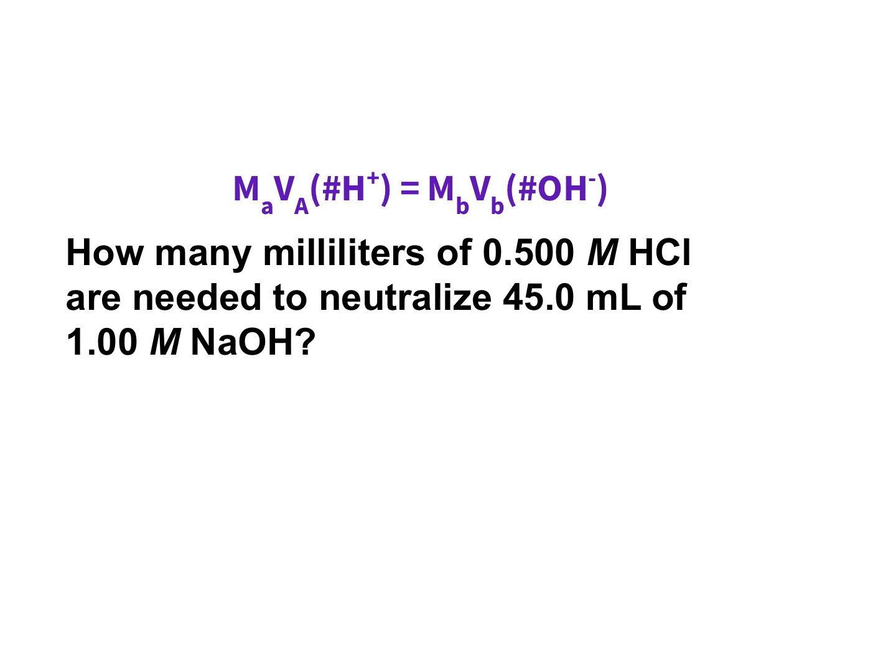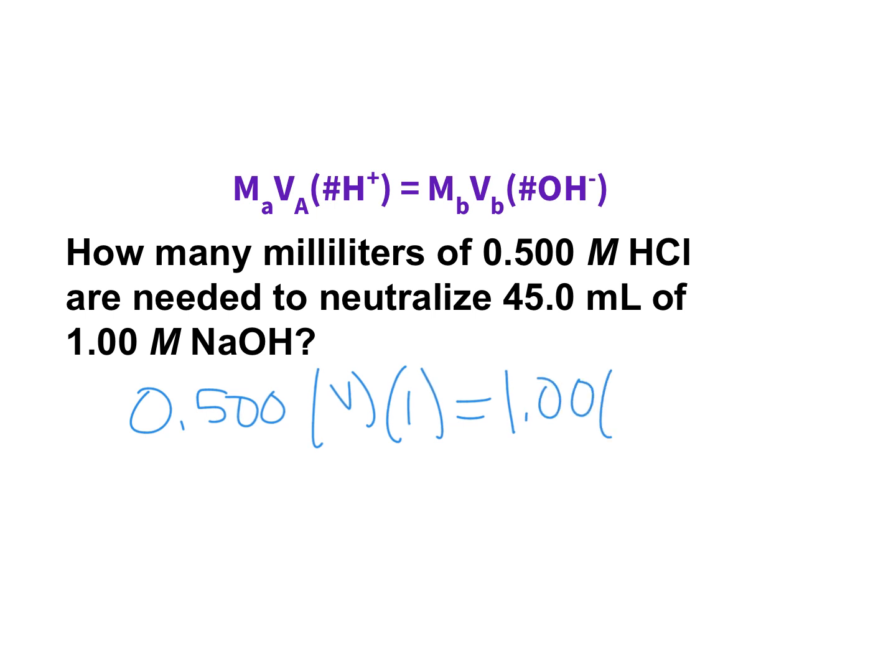The other thing I forgot to mention is that when we're looking at the volume, the units don't matter as long as they're the same. So you can use milliliters, you can use liters, it doesn't matter. So for this, we have 0.500 molar for the acid. We don't know the volume, we know there's 1 hydrogen. We know that the base has a concentration of 1. We know the volume's 45. And we know there's 1 OH.